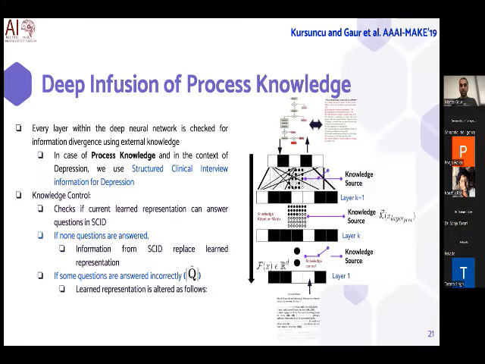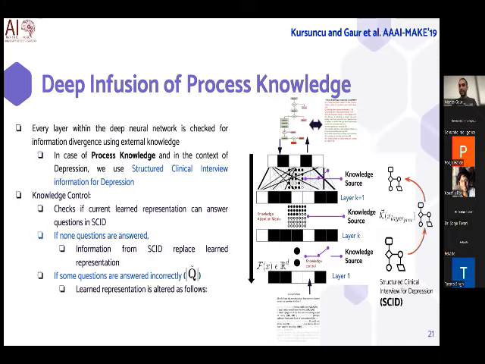In this process of deep infusion, what we are essentially trying to do is that at every layer, there is a test of whether the generated representation at that particular layer matches a set of questions, your process knowledge. Now I cannot have PHQ-9 be tested in this layer, because if that happens, then I'm biasing my model. So what we did was replace PHQ-9 with a larger set of questions.